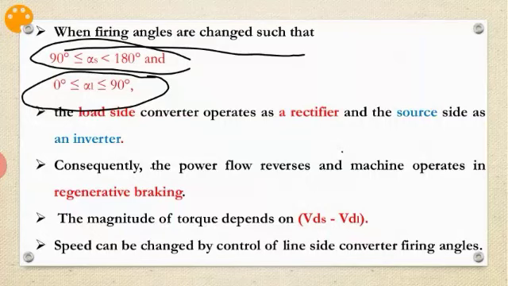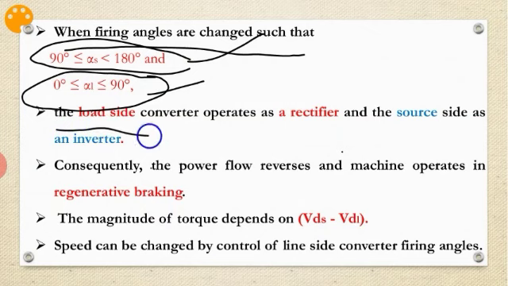So first, in sequence, when you are writing the answer, you have to write that the source side converter acts as a rectifier and the load side is an inverter, and power is delivered from the source to the load. Okay, this is the first. Now the firing angles are interchanged: the source side between 90 to 180 degrees, and the load side 0 to 90 degrees.